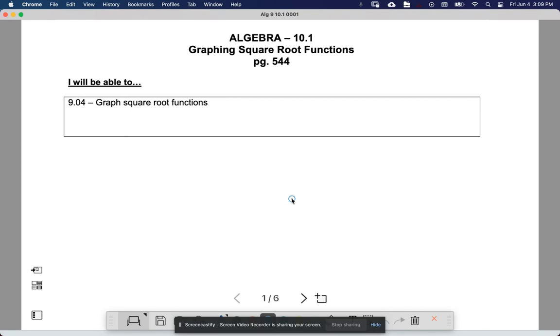Hello, ladies and gentlemen. Here is your Algebra 9 10.1 notes. We are looking at graphs and graphing square roots of functions. So we're going to take a look at that.